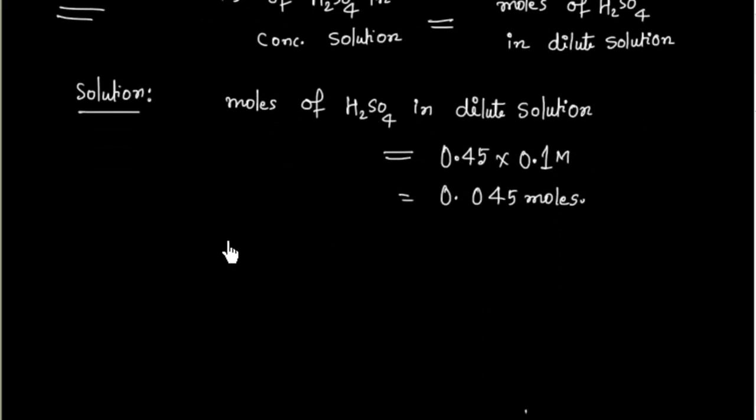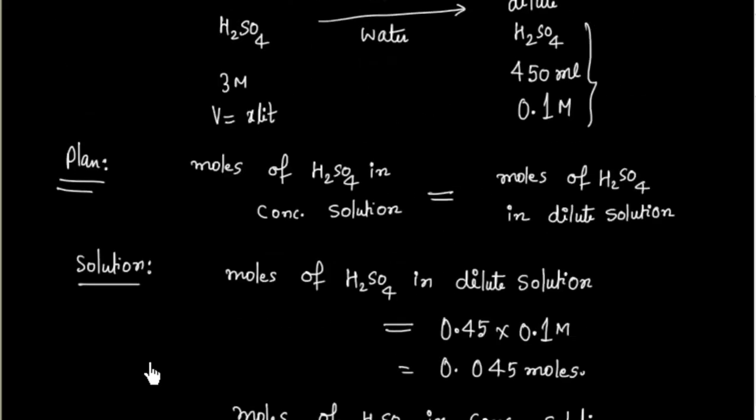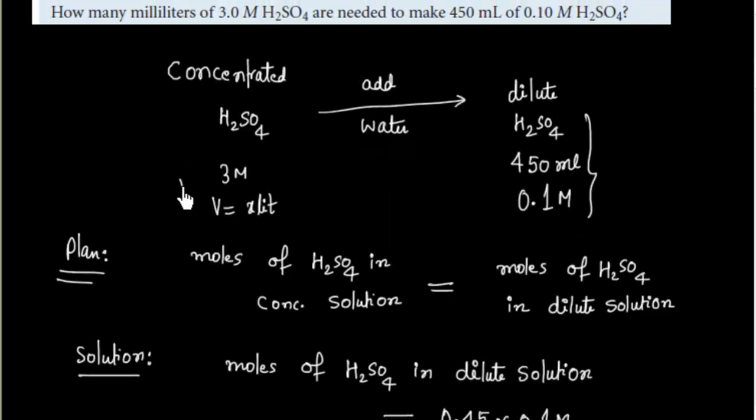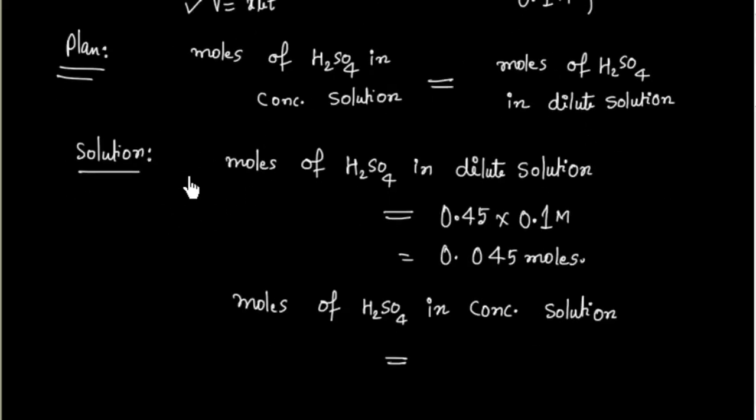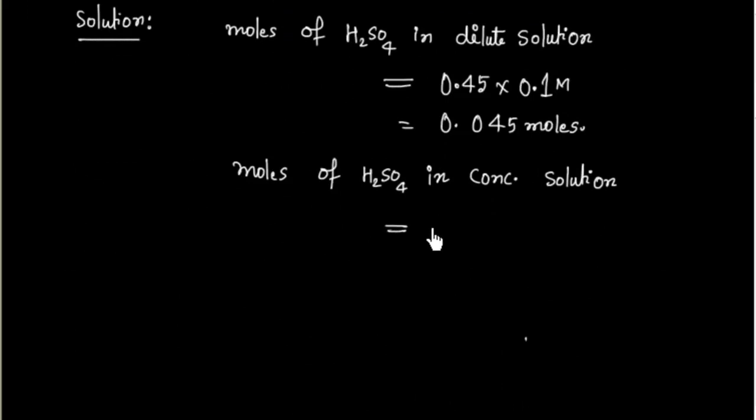We can calculate moles of H2SO4 in concentrated solution, and this is equal to molarity times volume. Molarity is 3 M and the volume is x liter. So 3 into x, this is the moles.